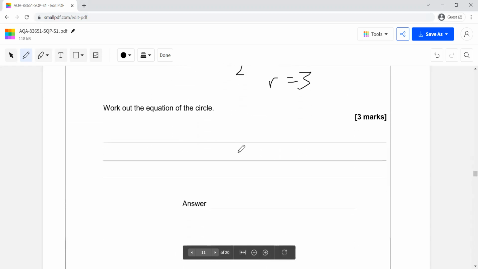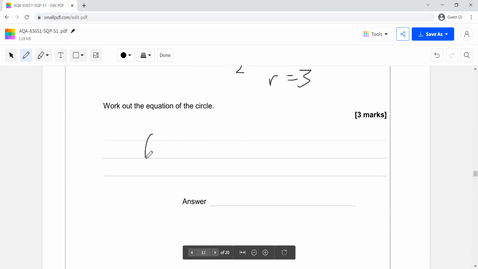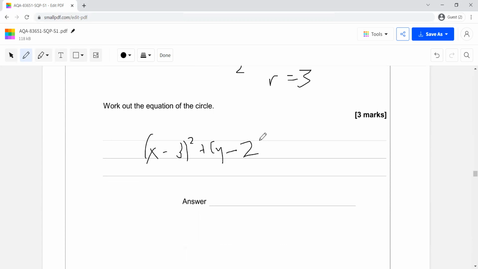Okay. So we can say that it is x minus 3 squared plus y minus 2 squared is equal to 3 squared, so it's equal to 9. Okay.